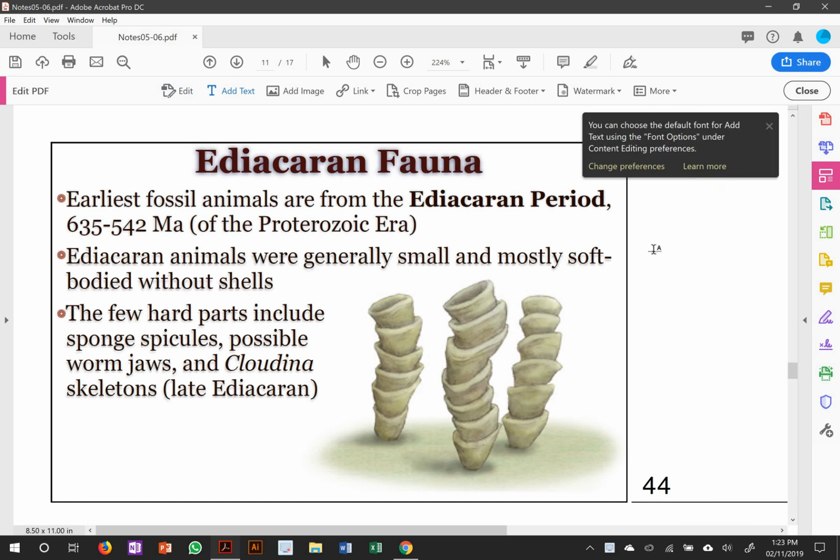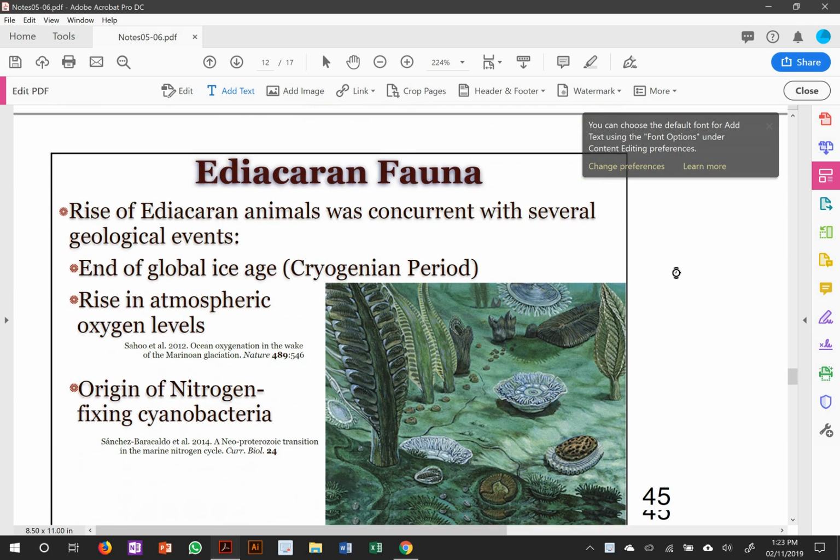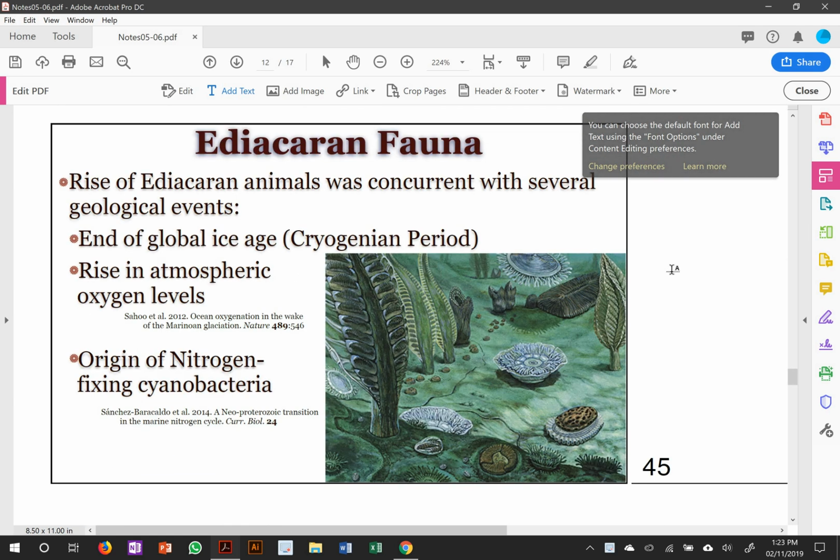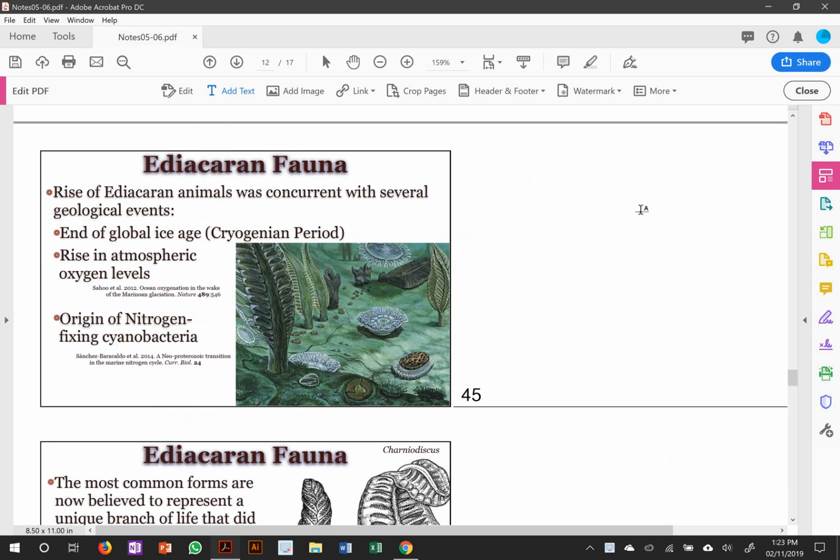So what triggered the rise of the animals during the Ediacaran? Well, the start of the Ediacaran basically coincides with the end of the Cryogenian period. The Cryogenian is named because that was a global ice age. Literally the entire Earth was frozen over with glaciers extending all the way down to the equator, which had lasted for, I think, estimates suggest about 100 million years.